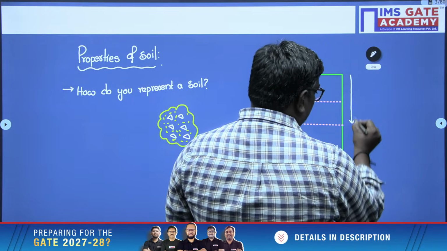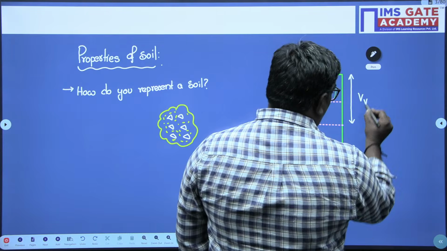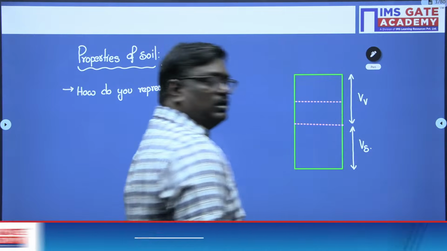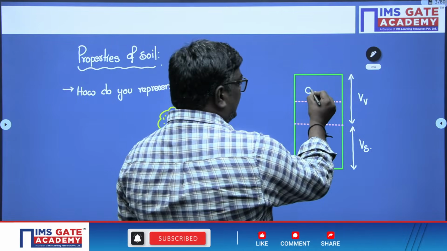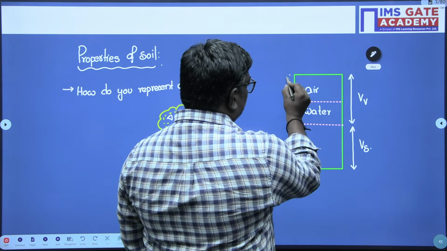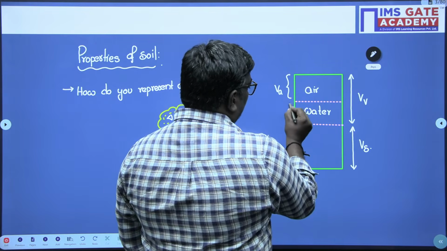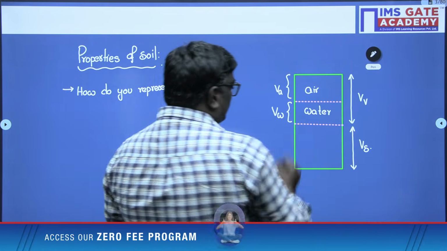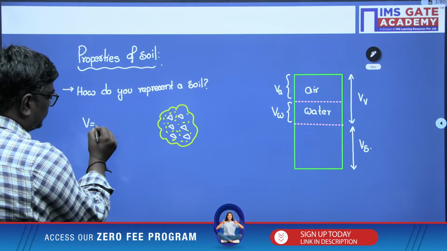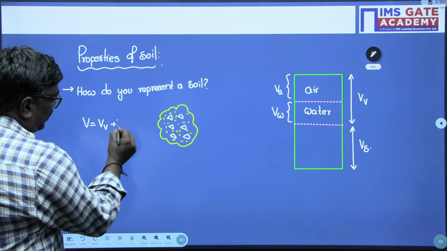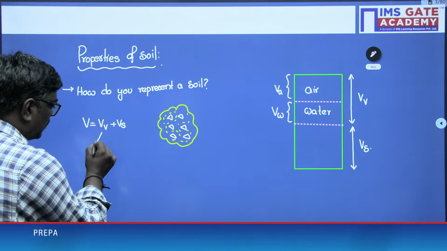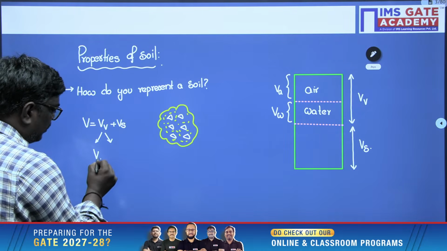Here, this is voids. This is the volume of voids. Here we call it the volume of solids. In the voids, this is the volume of air and this is the volume of water. Now, the total volume can be written as the volume of voids plus the volume of solids. The volume of voids means the volume of air and the volume of water.